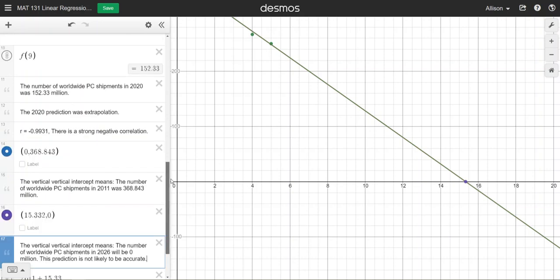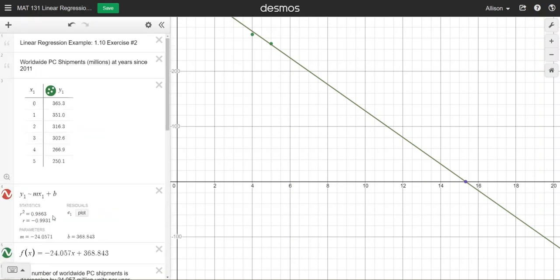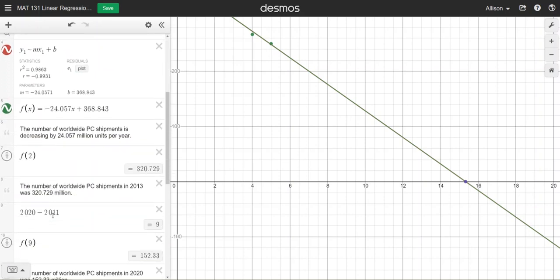You do need to make a table. You do need to make a regression statement. You do need to interpret slope, and you do need to interpret vertical intercept. Other projects may have the other elements, so I hope this example helps as you're doing your linear regression.